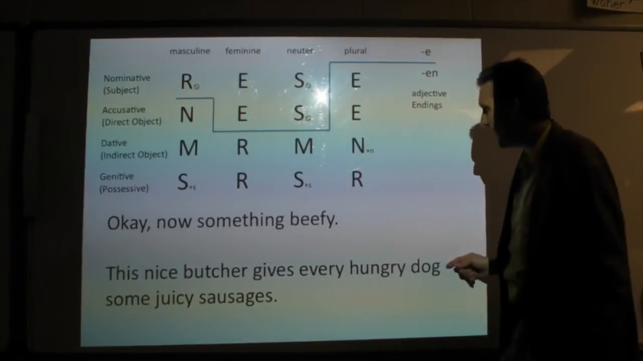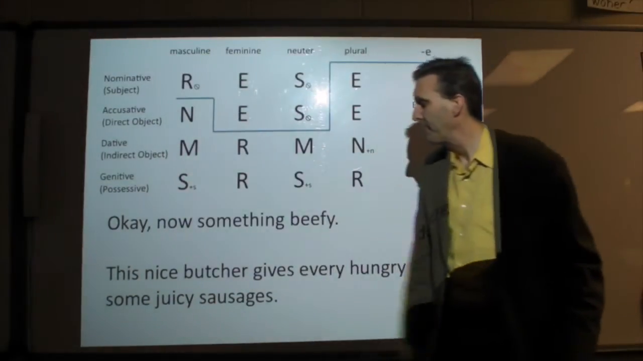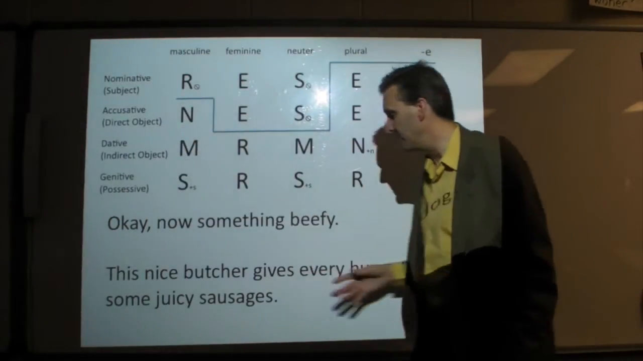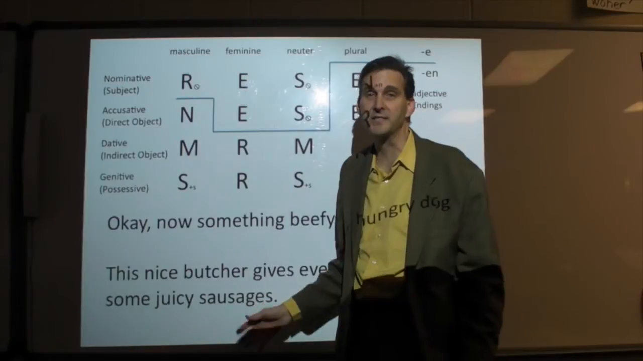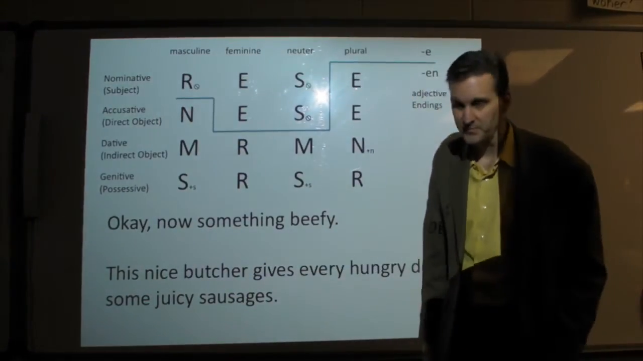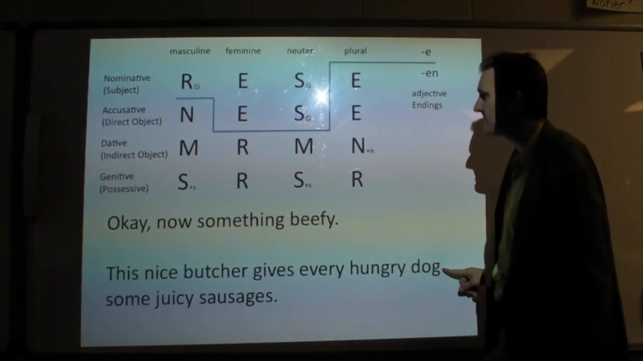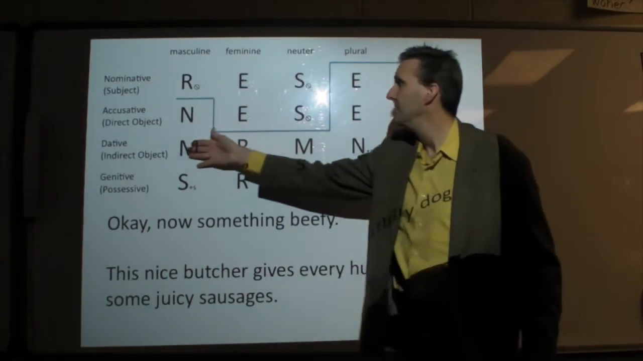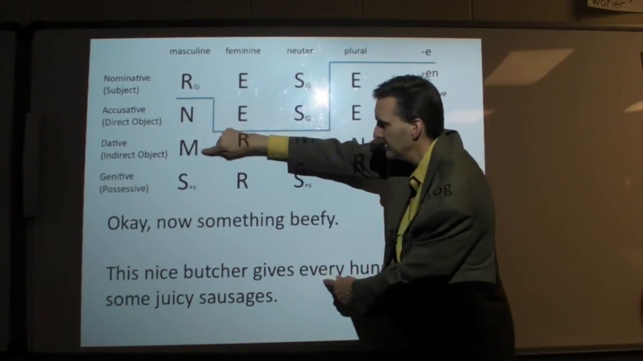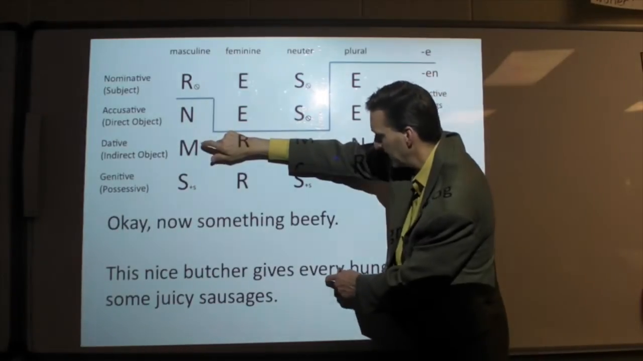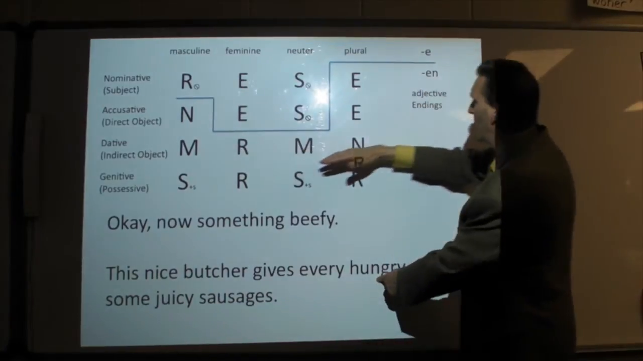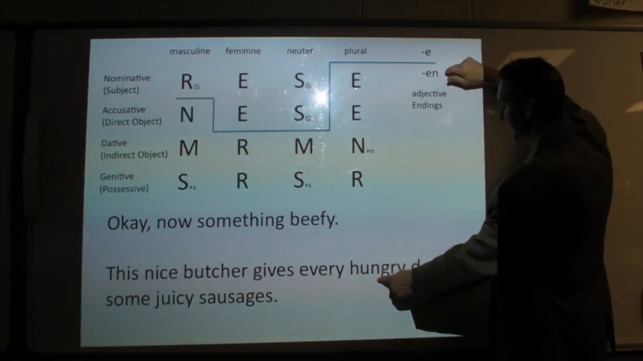Now, how is dog functioning in the sentence? Hopefully you're getting this now. The dog is the indirect object. The dog is receiving the sausage. The sausage is what's being given, so the sausage is the direct object, or sausages. Okay? So dog is the indirect object, Mr. Man. Dog is masculine. We're going to drop it down to here. So every keeps this M here. So jedem, and is it above or below the line? It's below. So we need an en here.